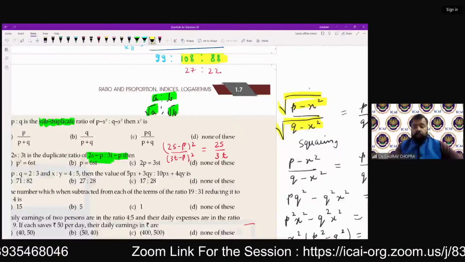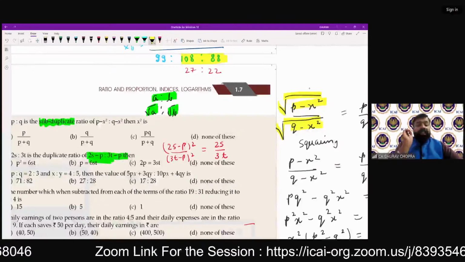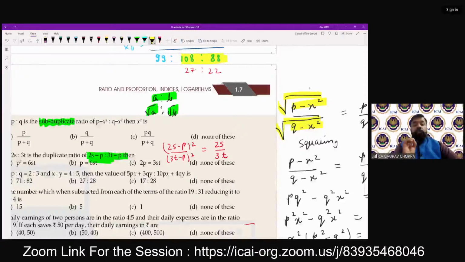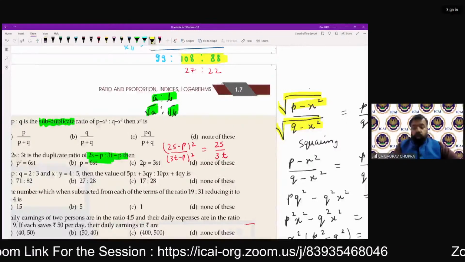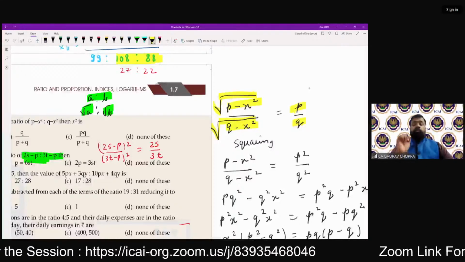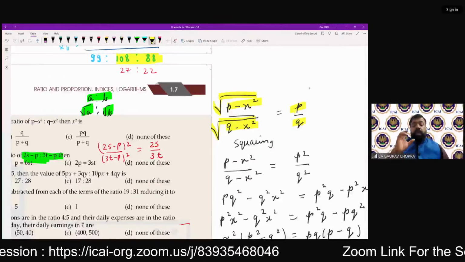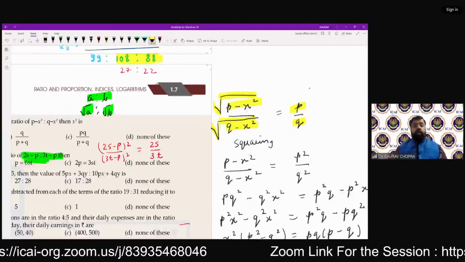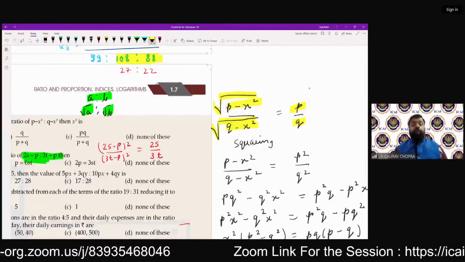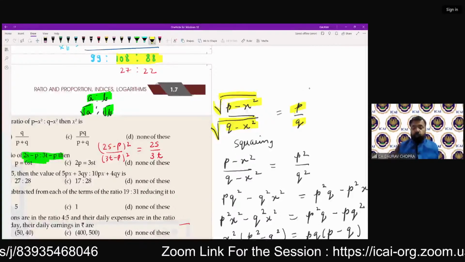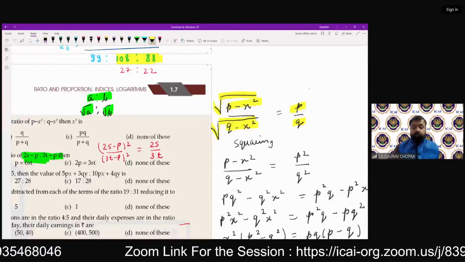So the square root of this is equal to... the question has given that the subduplicate ratio is p ratio q. Therefore, we have written it as p upon q. So this is the first important aspect: how to arrange it first. After the arrangement, the next step is to remove the square root symbol. For that we are squaring both the sides. So we have done the squaring.